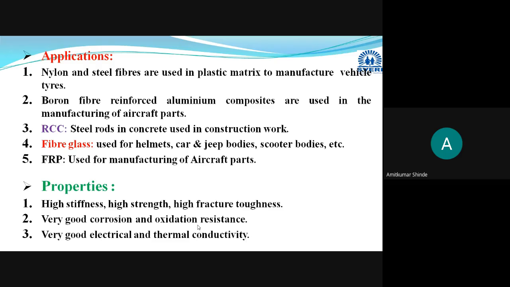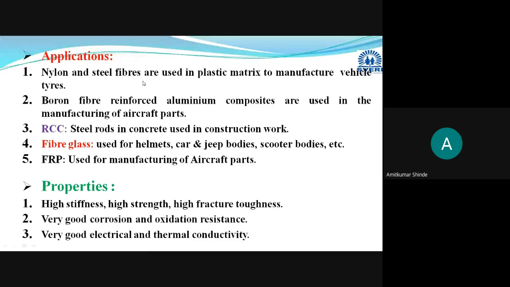Now these are the different applications. At the bottom, this part I have also discussed already. These are the properties of fiber reinforced composite materials. Now some applications. Some fiber reinforced materials are used for manufacturing vehicle tires. Different vehicle tires are manufactured with the help of these fiber reinforced materials.